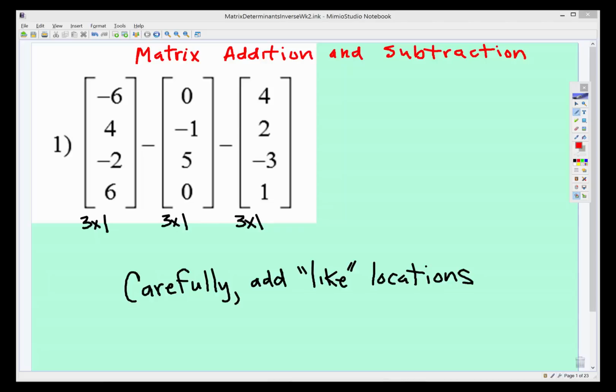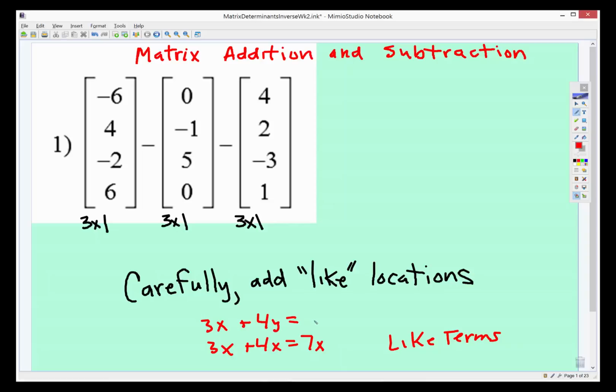Okay, in matrix addition and subtraction, there's a couple things that you need to know. Just like everywhere else in addition and subtraction, you can only add like terms. So remember, you can only add x's, so 3x plus 4x is equal to 7x, but 3x plus 4y you can't combine, so this is as simplified as it gets.